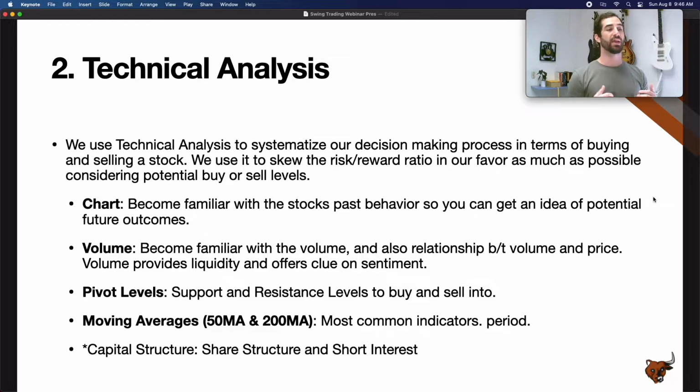Okay, and there are entire strategies that are based solely on what the volume is doing in X or Y scenario. But for our cases, we don't want to go too deep into it for this specific strategy, but just have the volume on your chart and sort of understand.